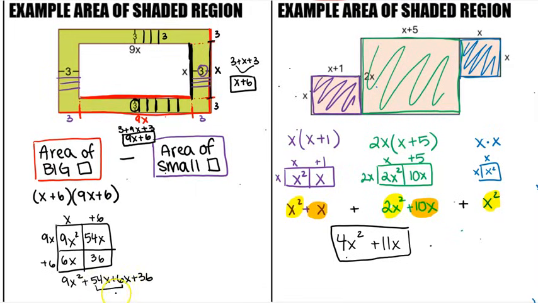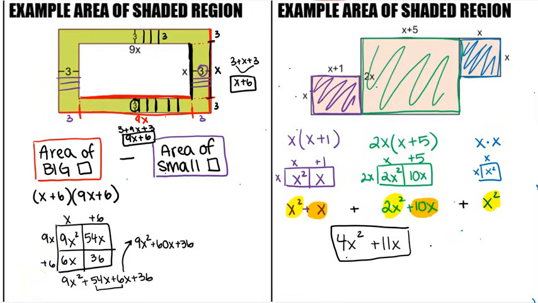Combining those like terms, I'm going to run out of space here. I'm going to have to write it up here, guys. Sorry. I'm going to get 9x squared plus 60x plus 36. That is the large rectangle.